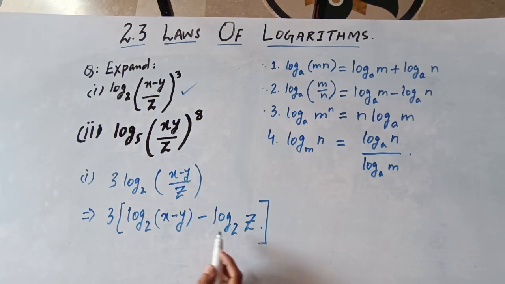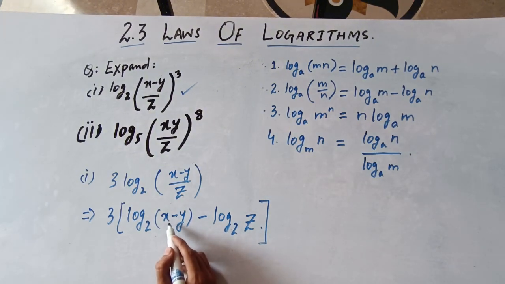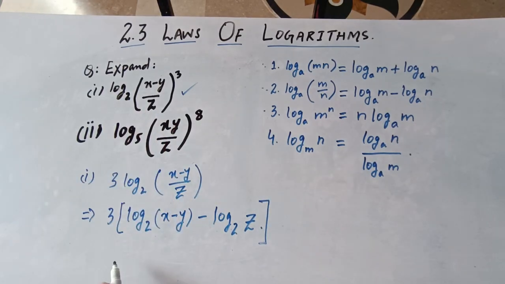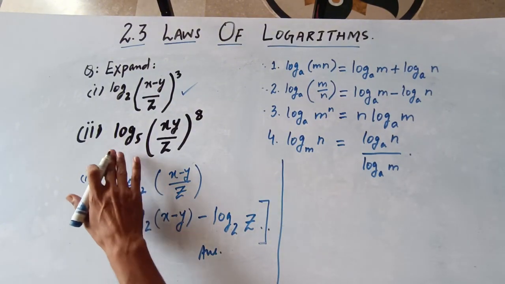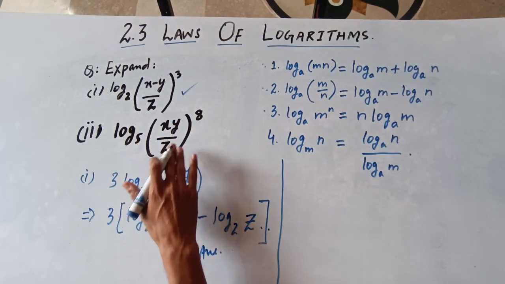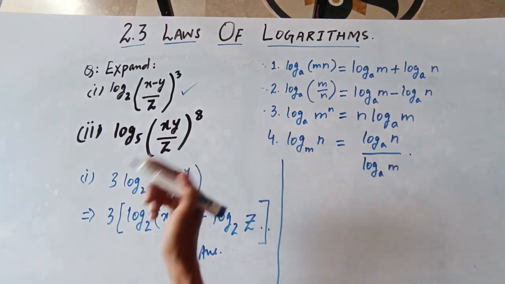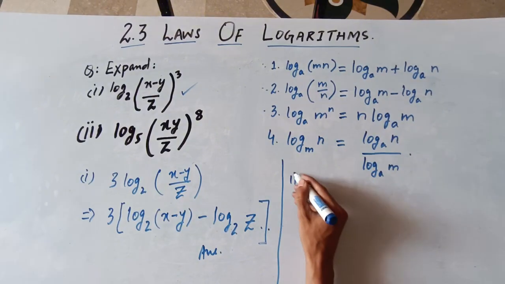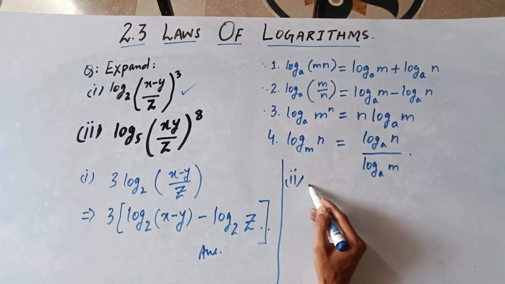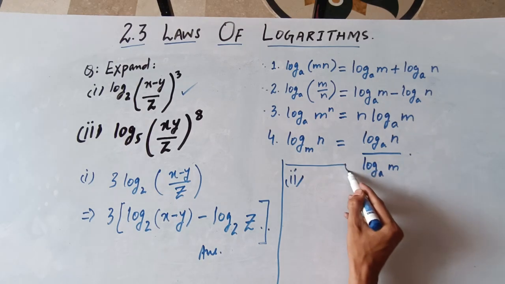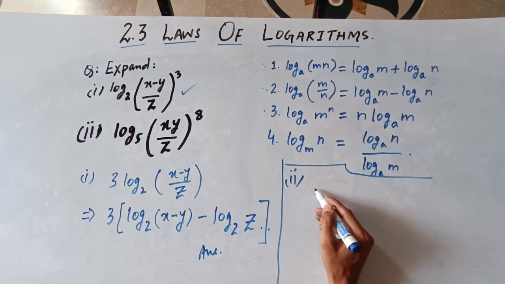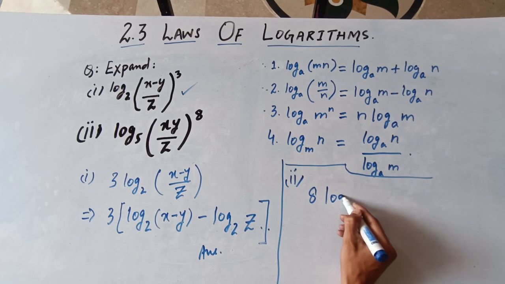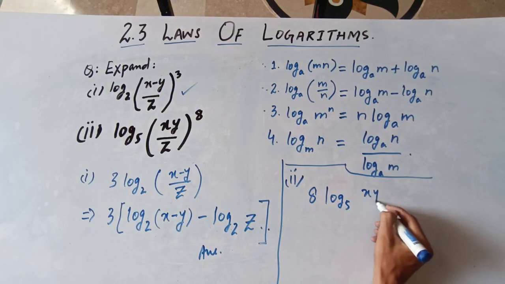Further you cannot expand it as they are subtracting with each other and there is no law in which we can open it. So this is your expanded form of this particular part. Now for the second part, which is log base 5 xy upon z whole power 8, we will first, as you can see over here, again the power is coming, you can write it in the coefficient. So we will write 8 log base 5 xy upon z.